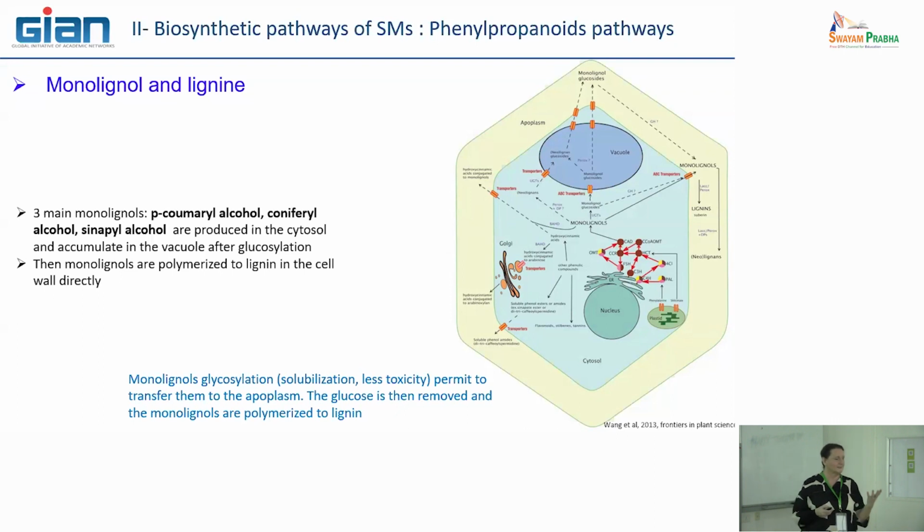So you can see that, in fact, we can act on the regulation of this type of biosynthesis pathway not only by acting directly on the enzymes, but also by acting on the transport and also on the different way that these metabolites have to take in order to arrive at the final step to produce here lignins. Okay.